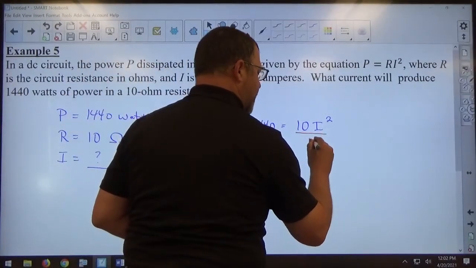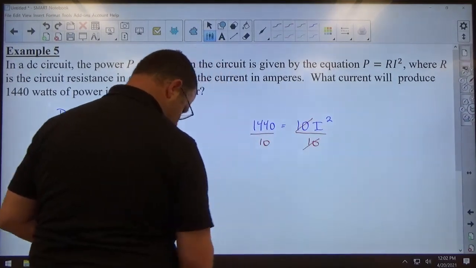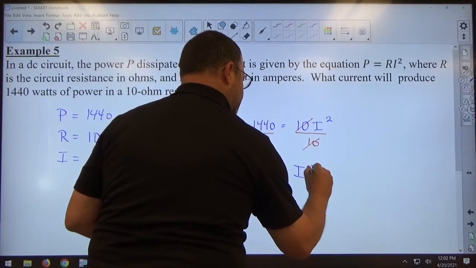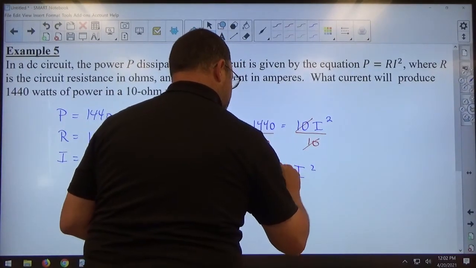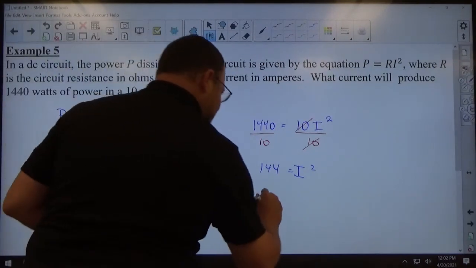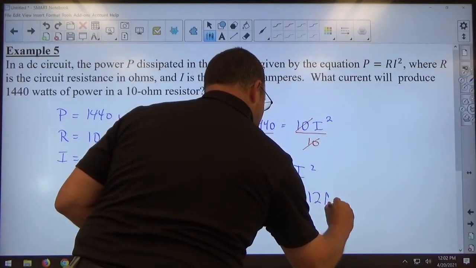At this point, I see a 10 in front of I squared. I'm going to divide by 10 to get I squared all by itself. So I squared is going to equal 144. And then finally, if I squared equals 144, that means I is equal to plus or minus 12 amperes.